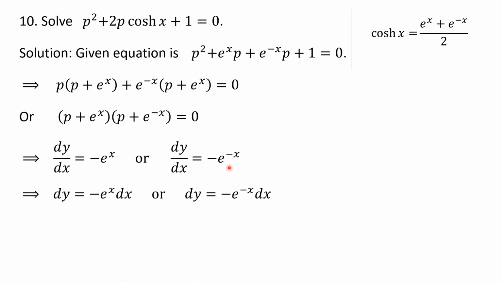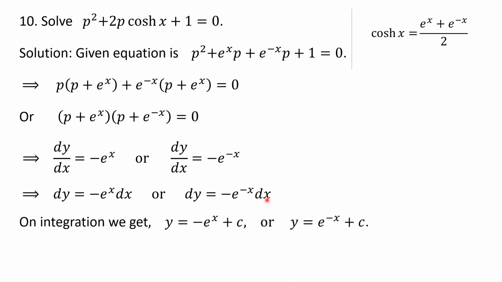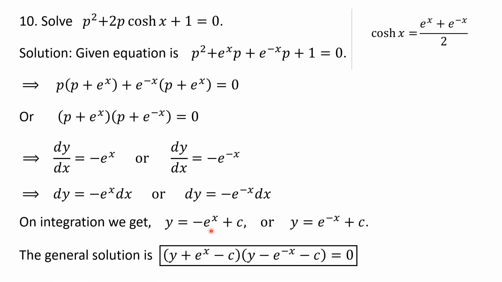Both we can separate the variables and then integrate. dy is equal to minus e power x dx or dy is equal to minus e power minus x dx. On integration we get y is equal to minus e power x plus c, y is equal to minus integral of e power minus x, which is e power minus x by minus 1. So minus of minus becomes plus e power minus x plus c. So the general solution is y plus e power x minus c into y minus e power minus x minus c equal to 0.